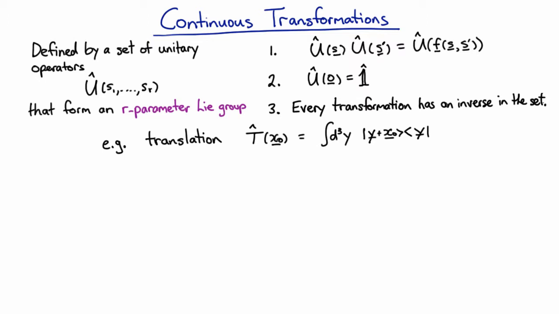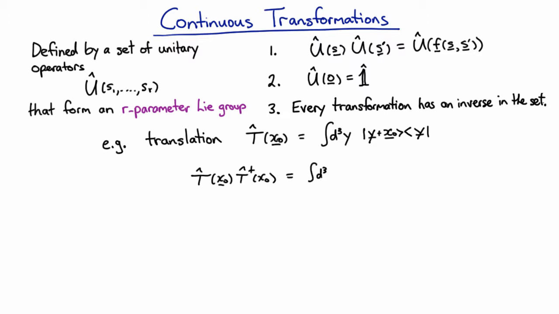We did an example, which was the translation operator. You can see that it's a unitary operator here. It can take the state y and give you the displaced state y plus x naught. Let's show that this is unitary explicitly. We did this, we showed that that was translation, and we never actually showed that it was unitary. So to show that this is unitary, we need to show that T of x naught times its Hermitian conjugate is the identity. So let's have a look at that.